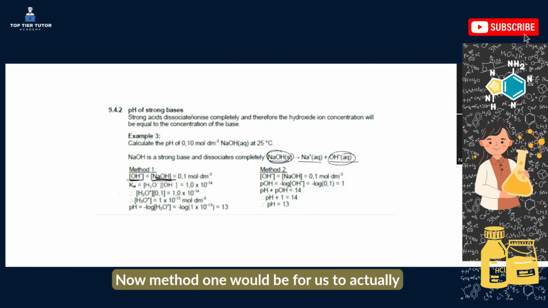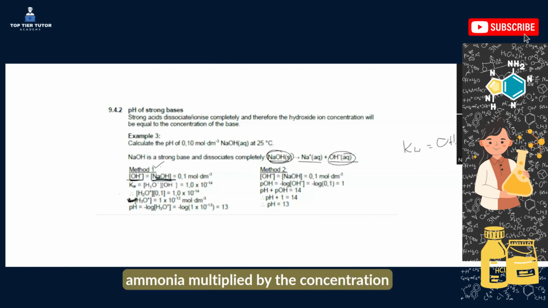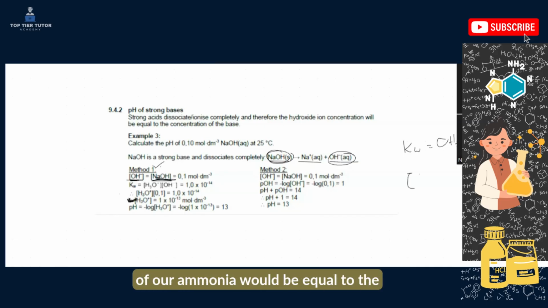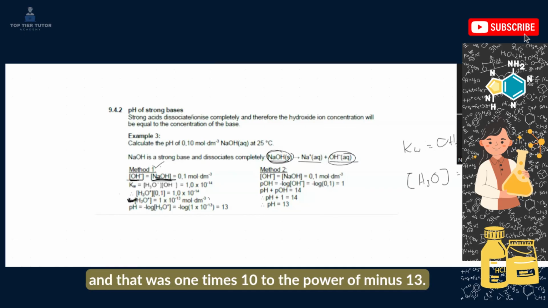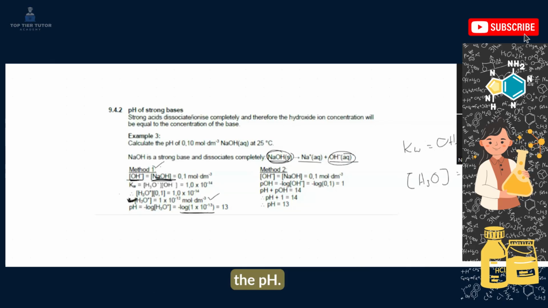Now, method one would be for us to actually calculate the concentration of the hydronium. And once we find the concentration, we will say that Kw is equal to the concentration of the hydronium multiplied by the concentration of the hydroxide. Therefore, the concentration of our hydronium would be equal to the Kw divided by the concentration of our hydroxide. And that is what we have over here. And we were able to calculate the concentration, and that was 1 times 10 to the power of minus 13. Now that we have the hydronium, we can just plug it into our equations for calculating the pH.